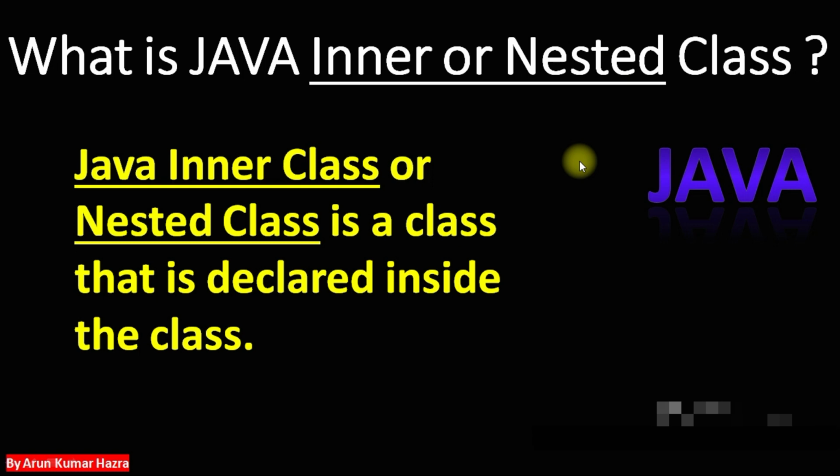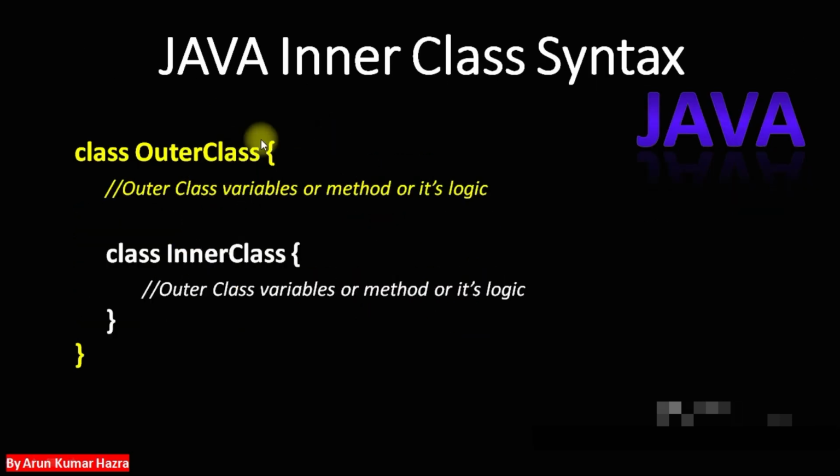In our previous few examples we created an if else block under another if else block, right? And that type of if else block we called nested if else. Similarly, we created a for loop under another for loop, and that type of for loop we called nested for loop. The same way, inner class or nested class is a class that is declared inside another class. Okay, so if you take the syntax, it will look something like this.